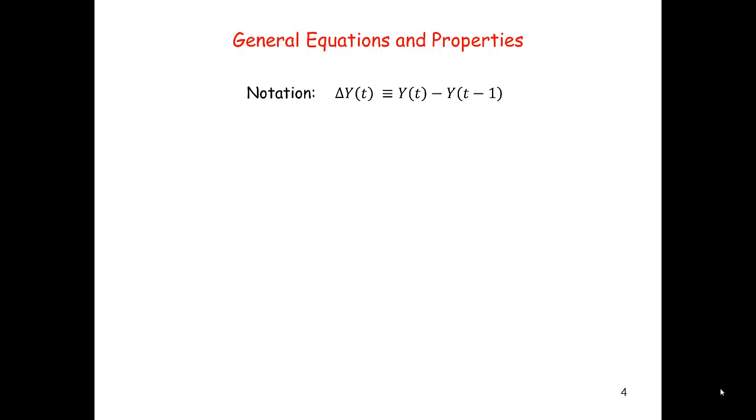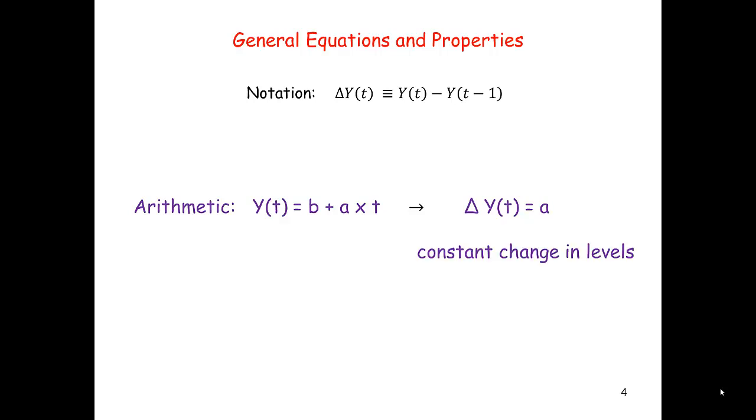Let's think about more general equations and properties of arithmetic versus geometric series. So to make sure we understand the notation, if I write something as delta y of t, what I mean is the value of y at time t minus the value of y at time t minus 1. With the arithmetic series, it starts at some b, which is just some constant when time is equal to 0, plus a times the value of t. Then the change in y of t, if it's arithmetic, is always going to be a. So we're going to have a constant change in levels.